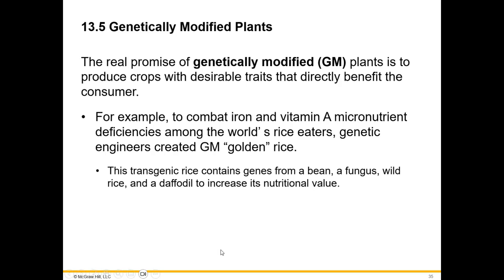But another goal within genetically modifying food that we eat is increasing nutritional value. One example of that is the observed micronutrient deficiency in a lot of the world's major rice-eating countries. So in a lot of countries where the diet consists heavily of rice, we've observed deficiency of both iron and vitamin A. And scientists have been genetically engineering a kind of transgenic golden rice, which contains genes from a bean, a fungus, wild rice species, and a daffodil, with the goal of increasing its nutritional value.